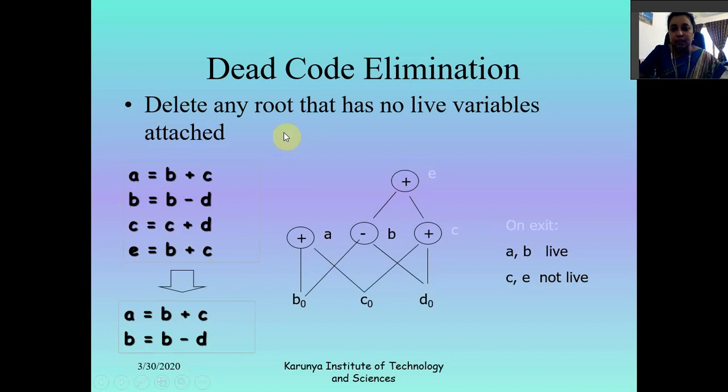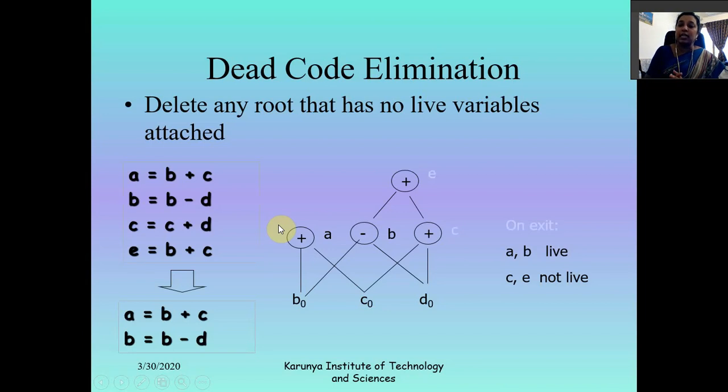They say that delete any root that has no live variable. C and E are not live, so the root of E is being deleted, where this instruction gets deleted. The root of C is being deleted, and the third instruction also gets deleted, leaving us with the first two instructions. So these are certain expression transformations which can happen during optimization. In the next part of the video, we will discuss peephole optimization and loop optimization.